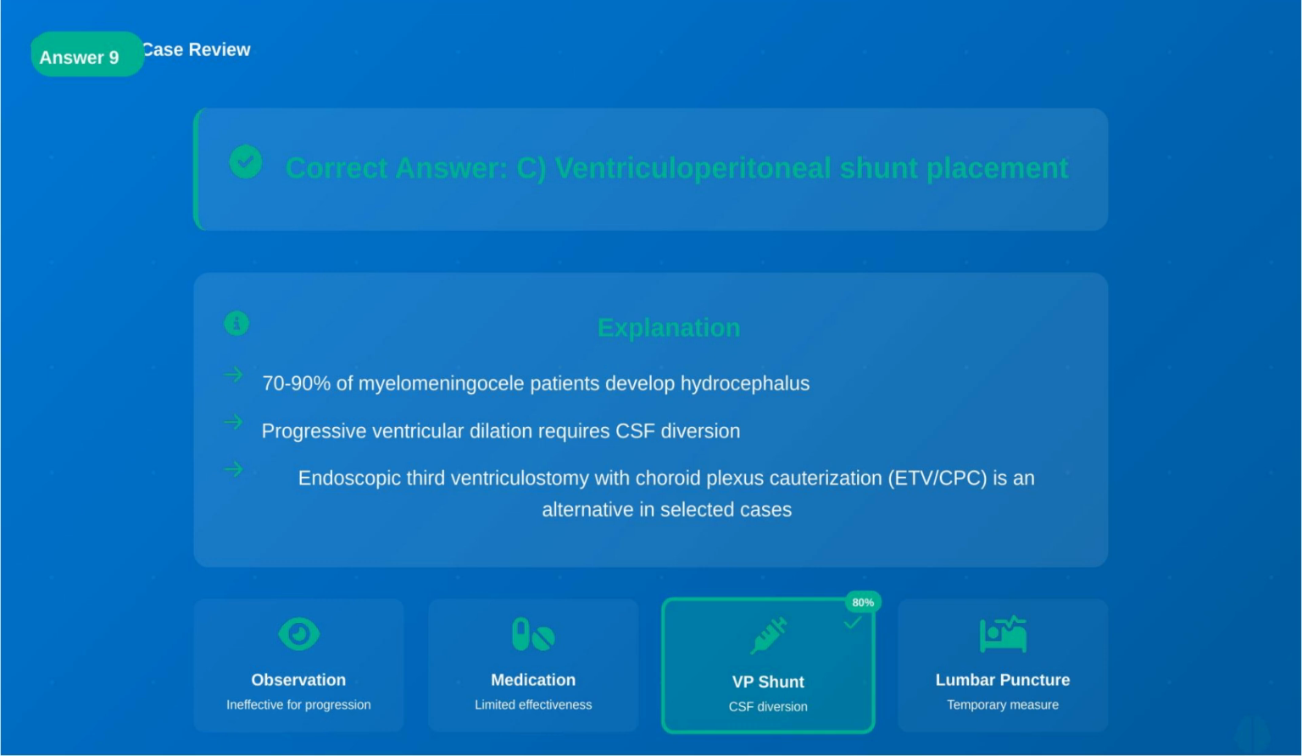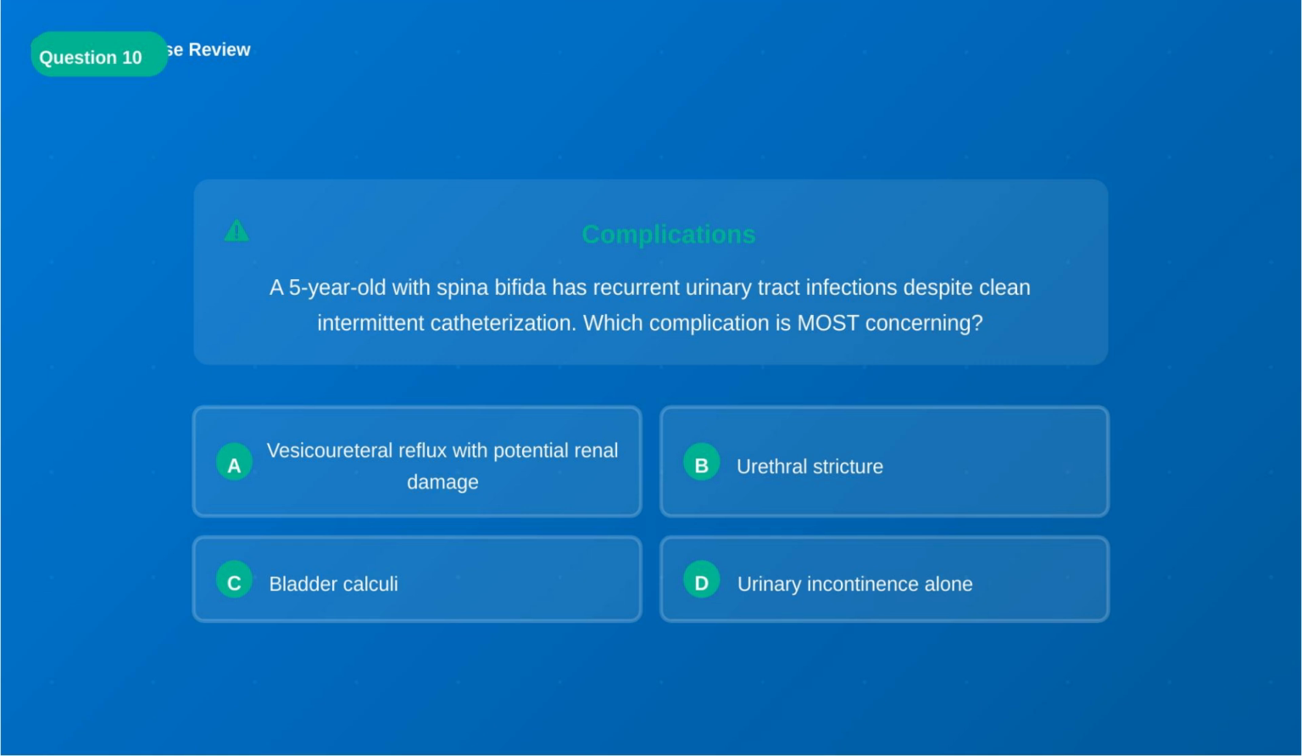While medical management with acetazolamide has been tried historically, it is not effective for long-term management. An alternative approach in selected cases is endoscopic third ventriculostomy with choroid plexus cauterization, which may avoid shunt dependency and its associated complications. Let's discuss complications. A 5-year-old with spina bifida has recurrent urinary tract infections despite clean intermittent catheterization. Which complication is most concerning?